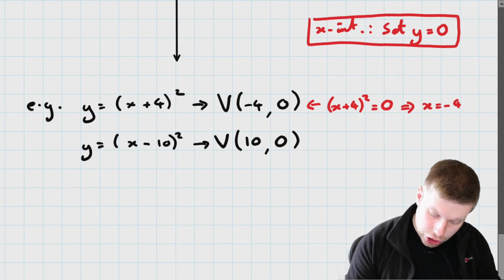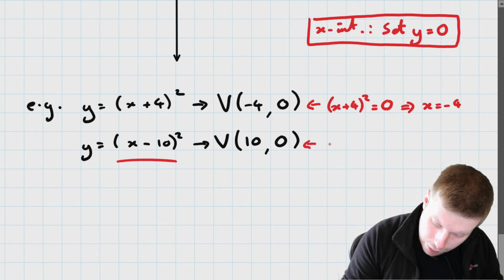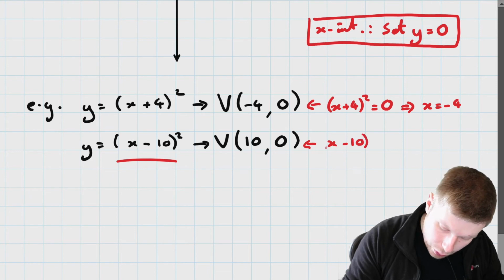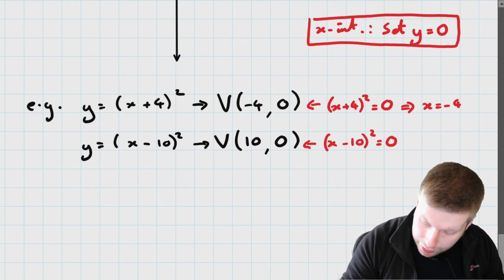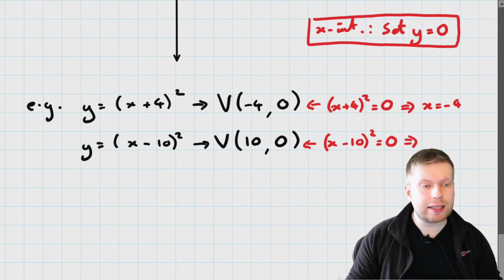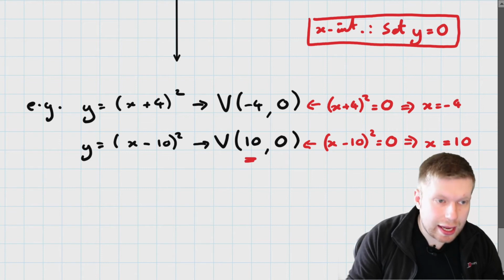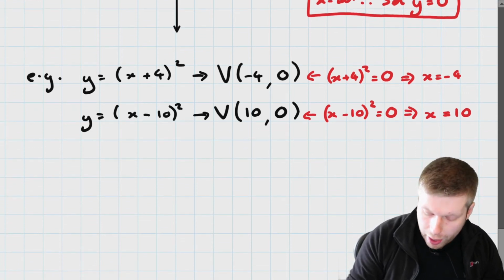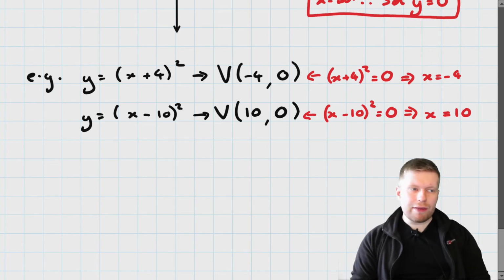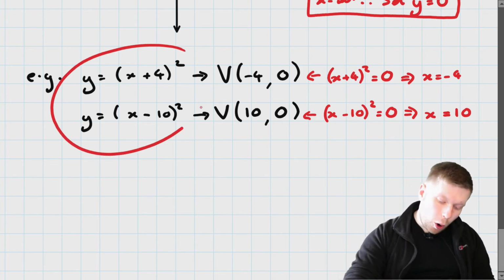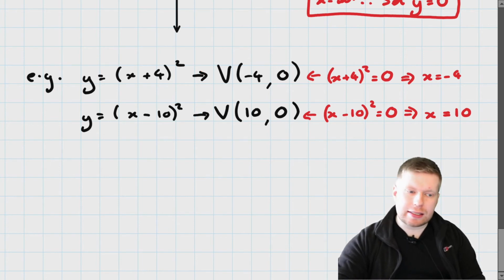If I just show you with the next example down, I take this and set y to be 0. So I take (x - 10)², and I set it equal to 0. If I solve that, I square root both sides, add 10 to both sides, and I find that x is equal to 10. Hence I get my x = 10 there, and I know my y is already 0. So it makes sense. It's consistent. Even though with this one it's the opposite of what you think it should be, it's still consistent and it still makes sense.